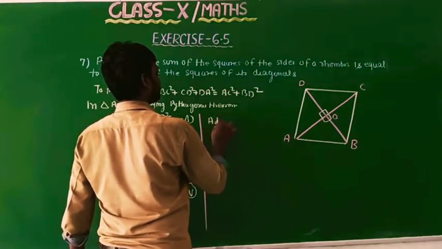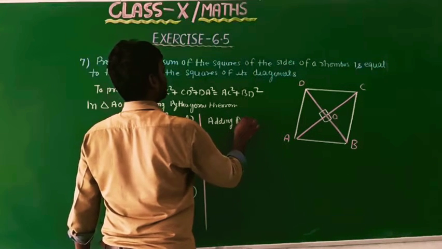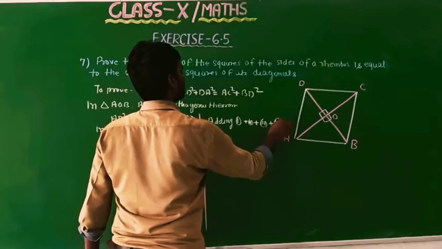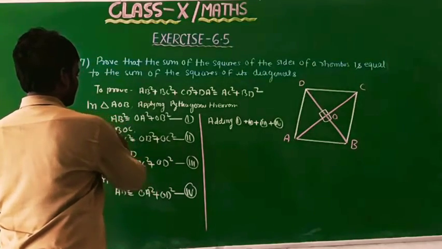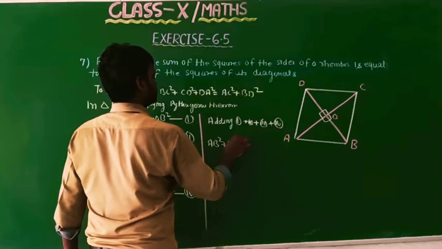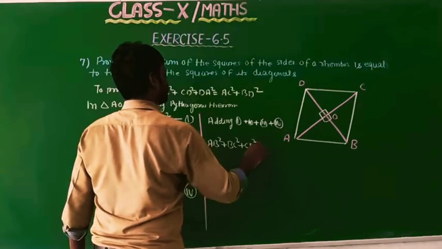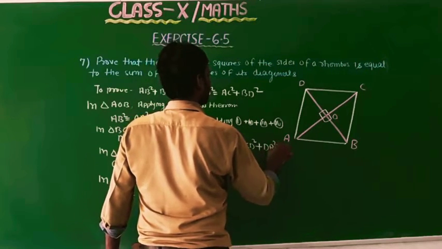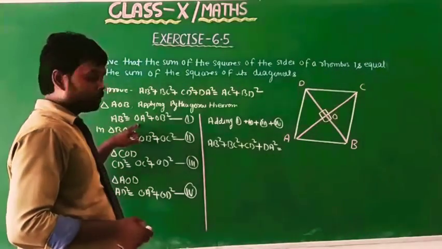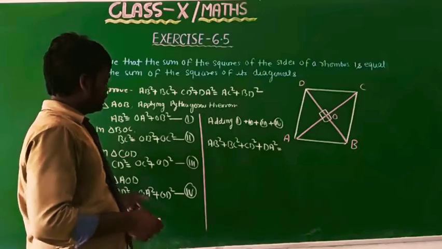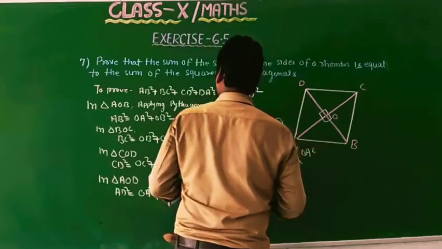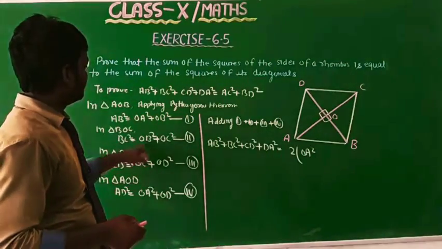Adding 1 plus 2 plus 3 plus 4, we will get AB square, BC square, CD square, DA square equal to OA square, one here and other here. So this is 2 OA square, and same OB square and here OB square, 2 OB square.